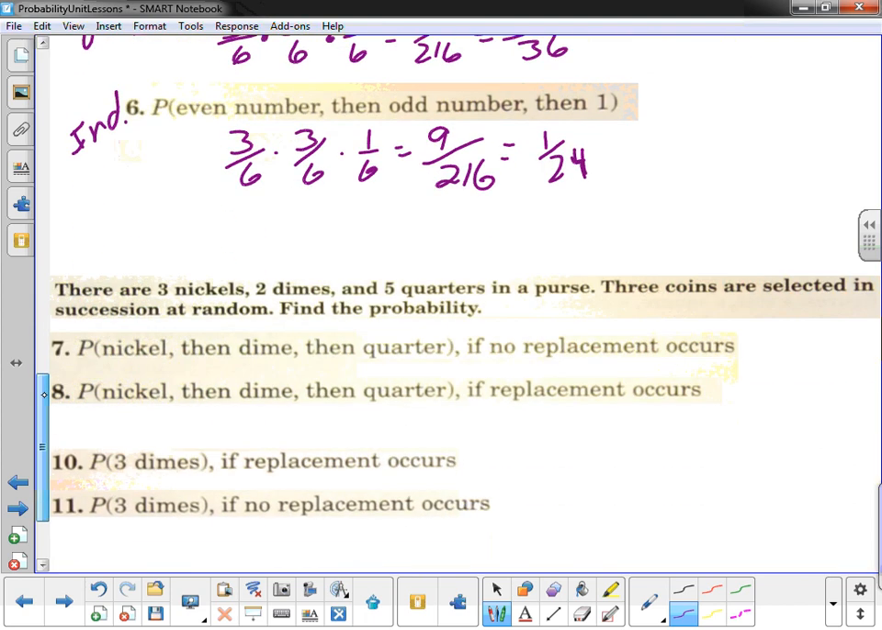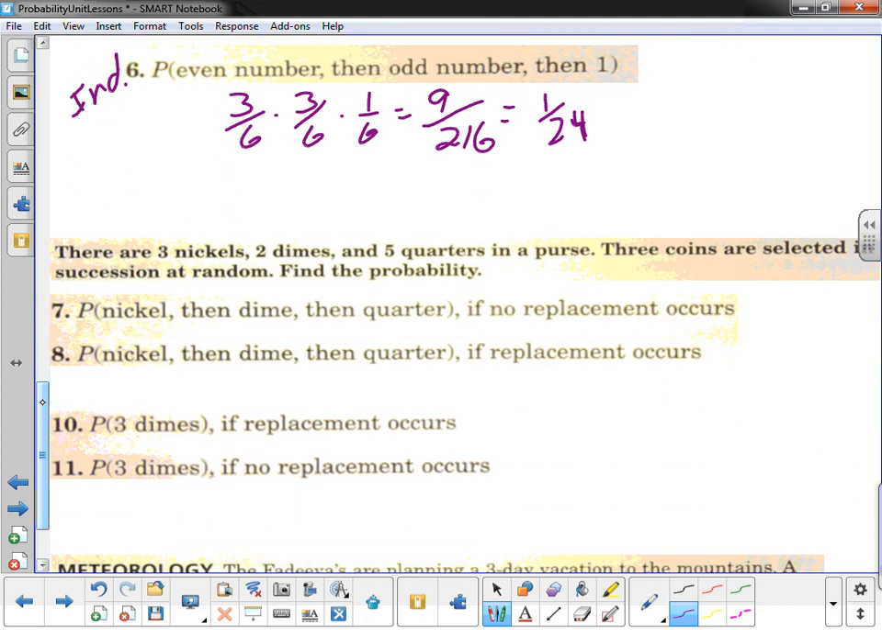Okay, so now let's look here. Let's try with another set of problems. There are 3 nickels, 2 dimes, and 5 quarters in a purse. 3 coins are selected in succession at random. Find the probability. Okay, what's the probability of getting a nickel, then a dime, then a quarter, if no replacement occurs? No replacement occurs. So that means this is dependent. That's important to remember.